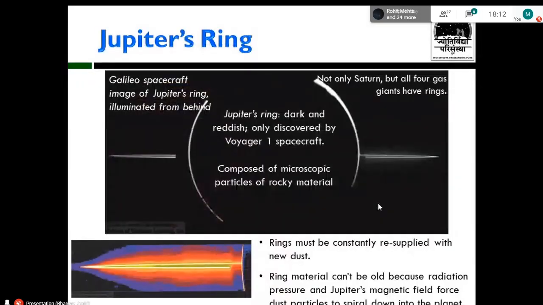Now, many people believe that only Saturn has rings. But Jupiter, Saturn, Uranus, and Neptune all have rings. The only difference is that Saturn's rings are more predominant and visible, but all of them have rings. And this is actually an image of Jupiter and not Saturn, which you're seeing right now.